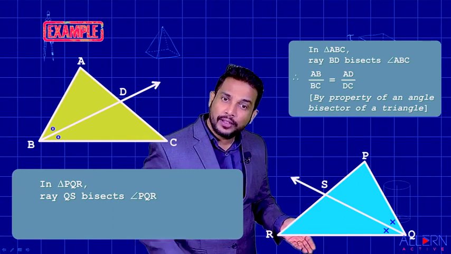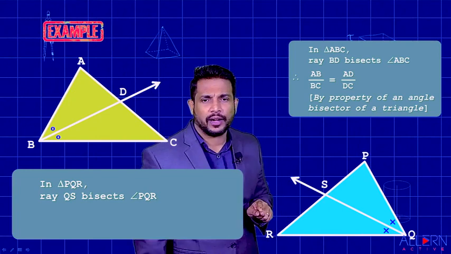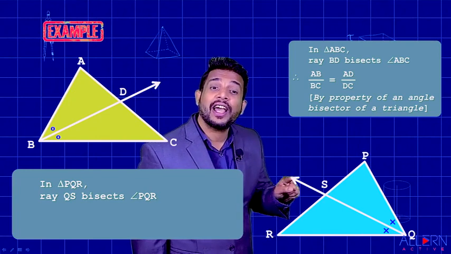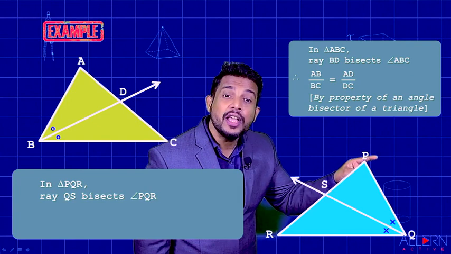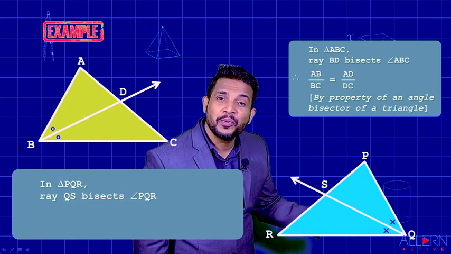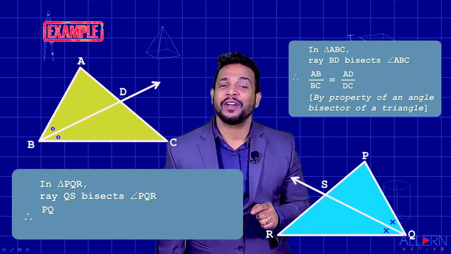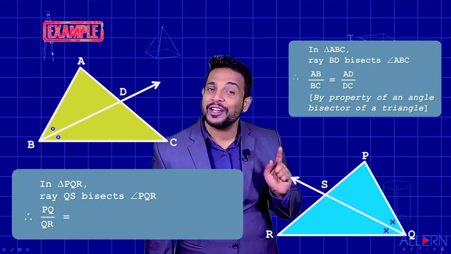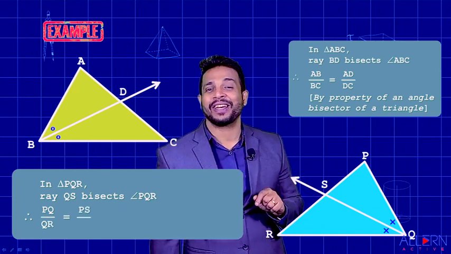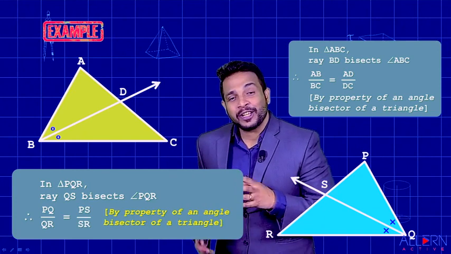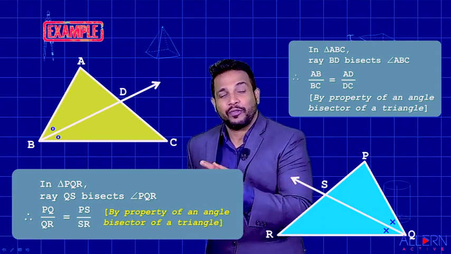Right? That way. Or we can start from R. If you start from R, it would be RS upon SP is equal to RQ upon QP. Right? Write it anyway. So now here we have written it as PQ upon QR is equal to PS upon SR. And into bracket we write the reason as by property of an angle bisector of a triangle.